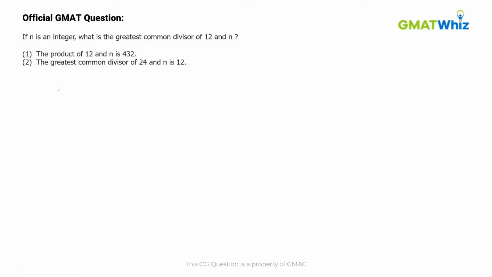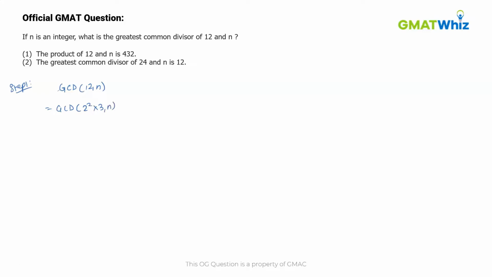In this question, we are given that n is an integer. We have to find the greatest common divisor, or the GCD, of 12 and n. Now this can be written as GCD of 2 squared multiplied by 3, and n.